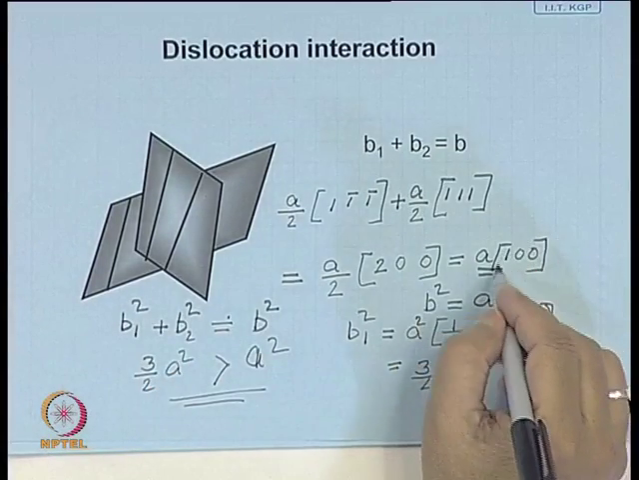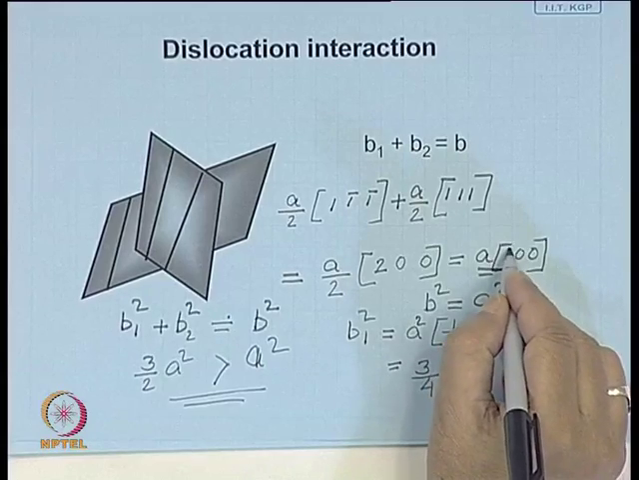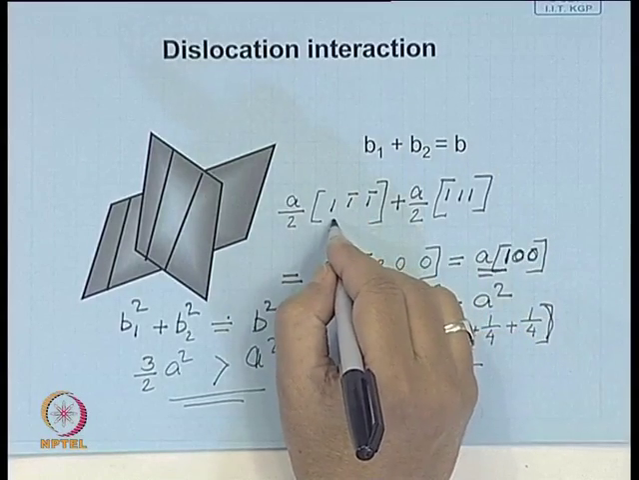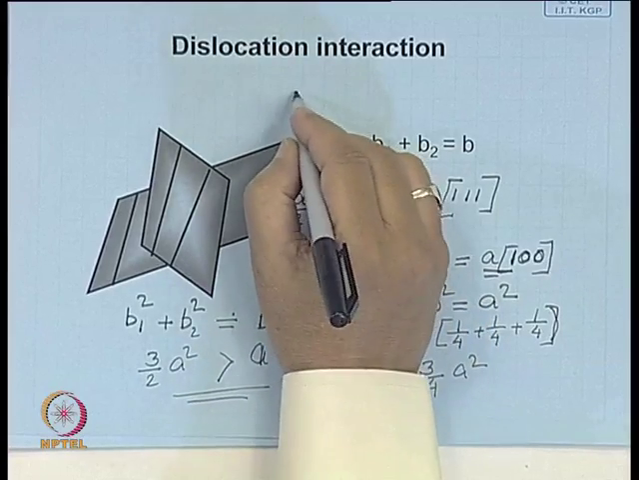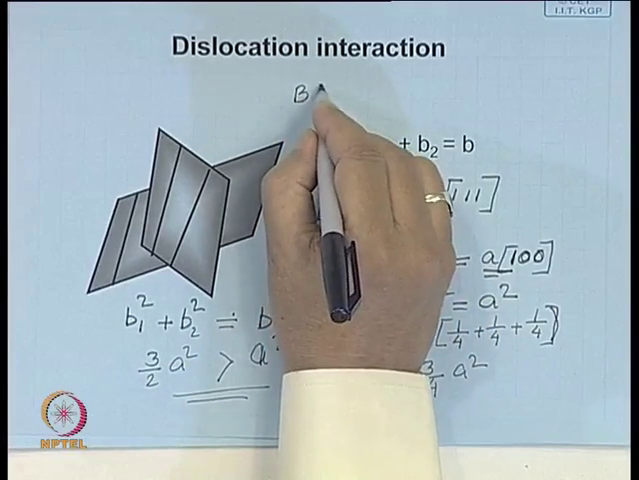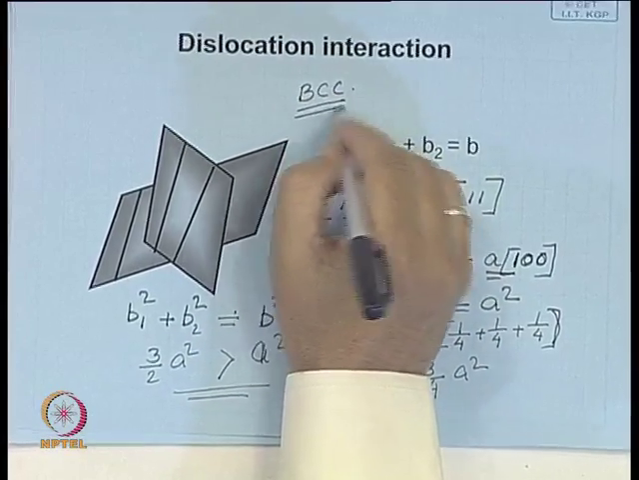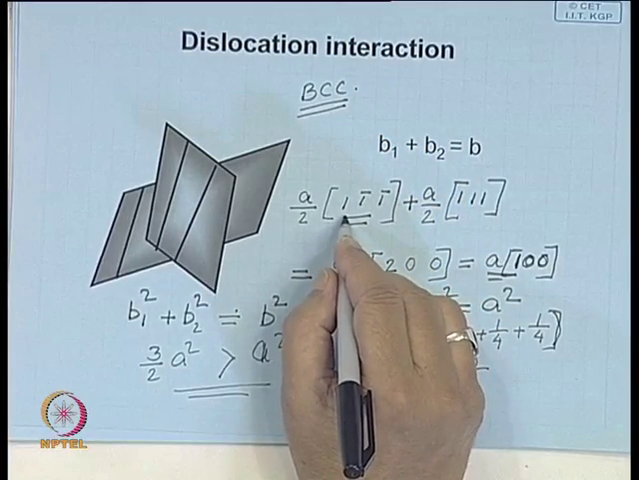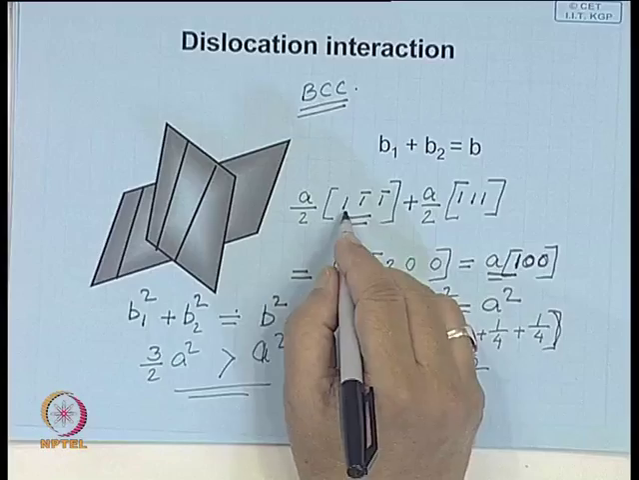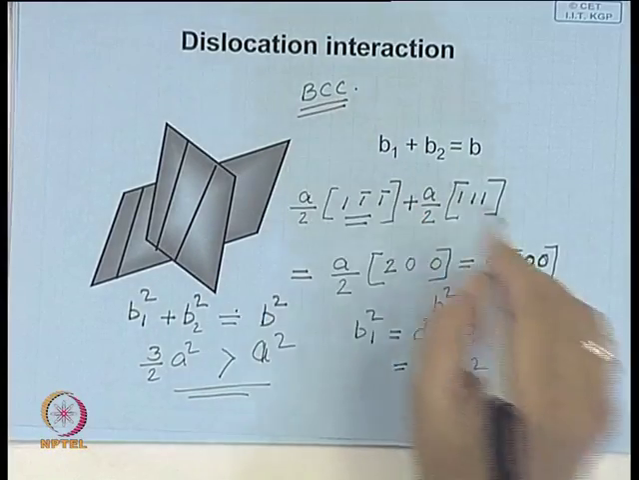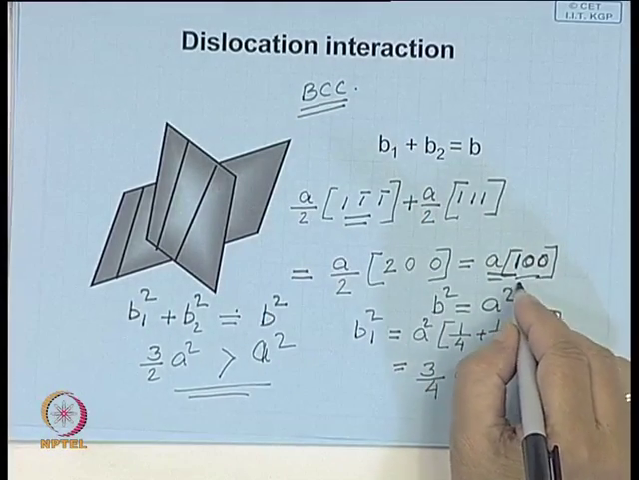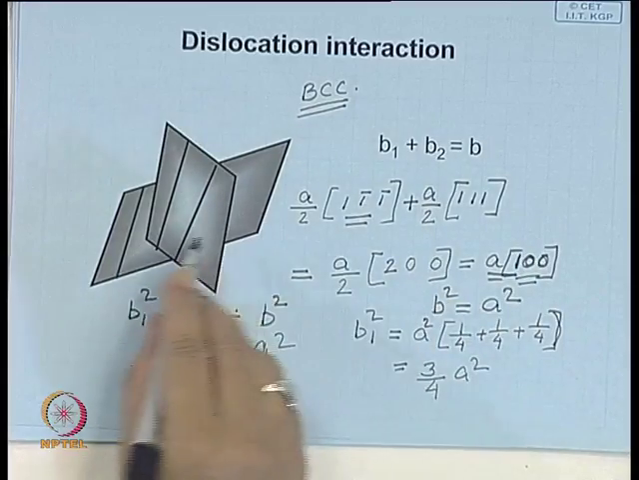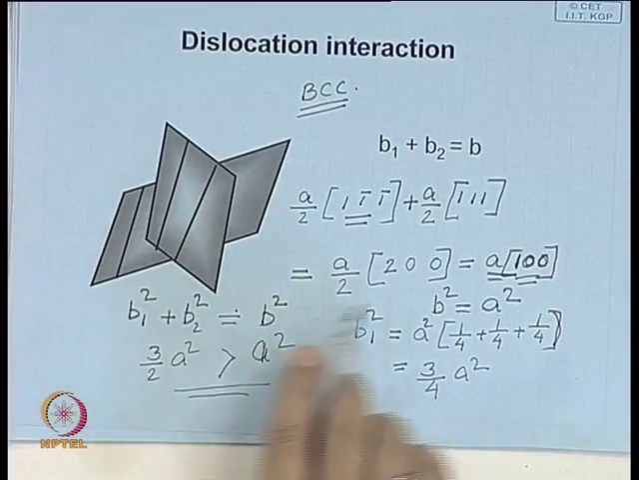So, that means this dislocation is not a common one. When I have written a dislocation like this, we are talking about a body centered cubic structure. In a body centered cubic structure, the Burgers vector is of type 1 1 1. Now, in a BCC structure, this is not a mobile dislocation, but if it splits into these two, they can move on the slip plane.